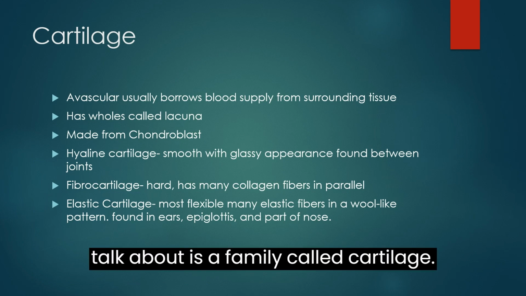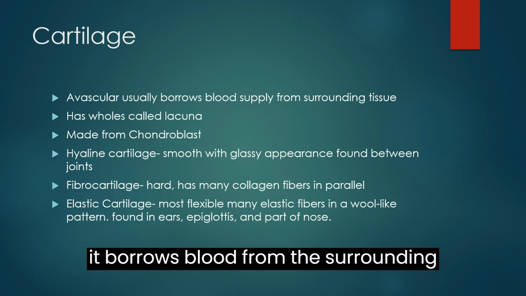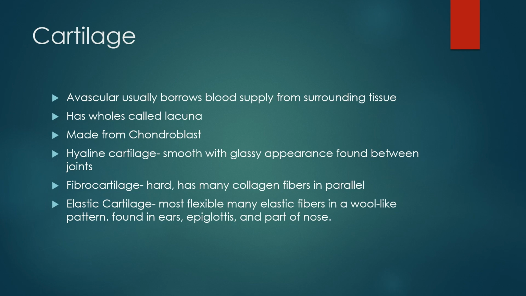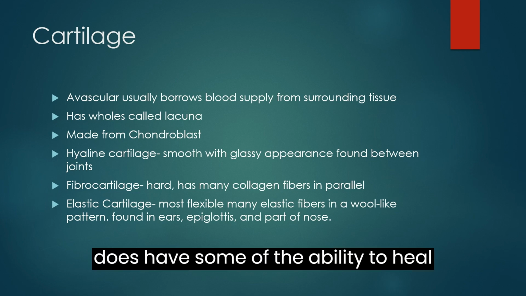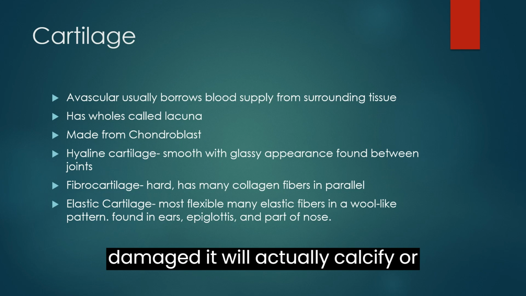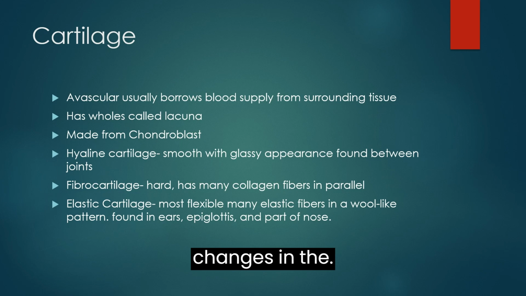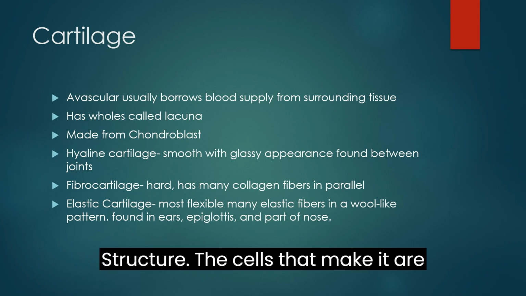Now the next type of tissue I want to talk about is a family called cartilage. This one again is usually avascular, and it borrows blood from the surrounding tissues. It does have some of the ability to heal itself, but a lot of times when this is damaged, it will actually calcify or hypertrophy sometimes, causing changes in the structure.